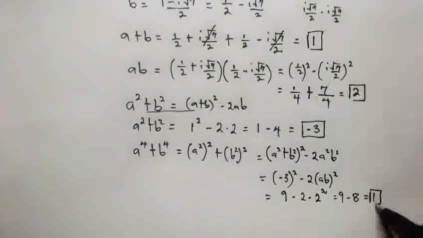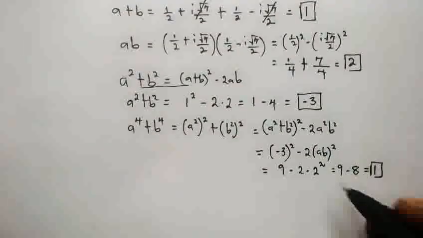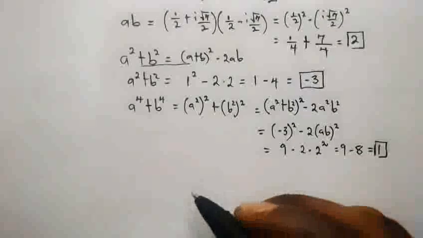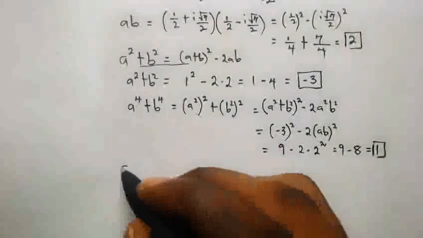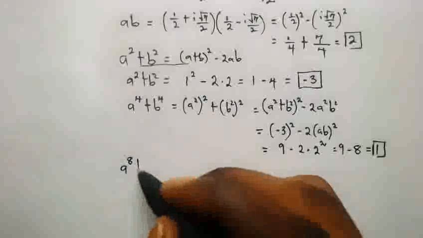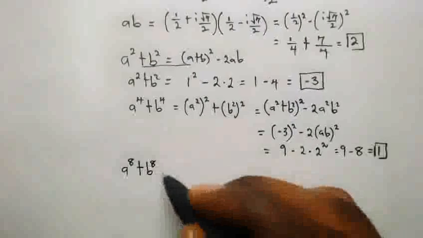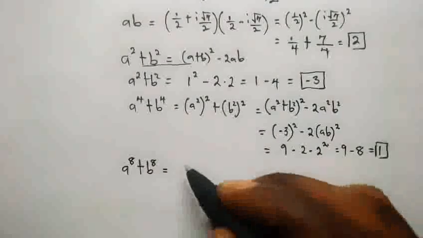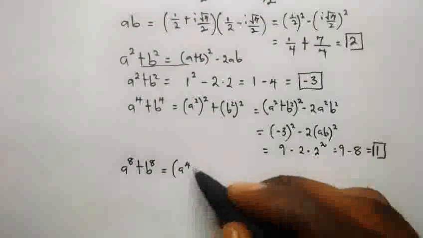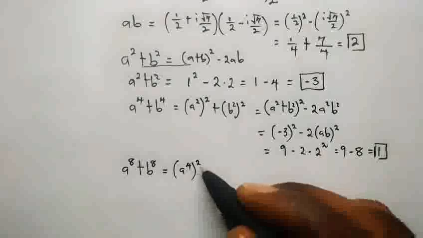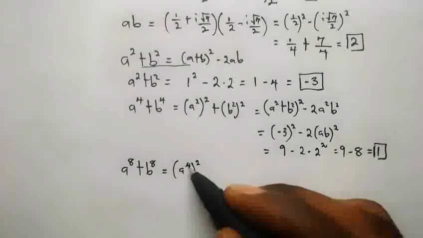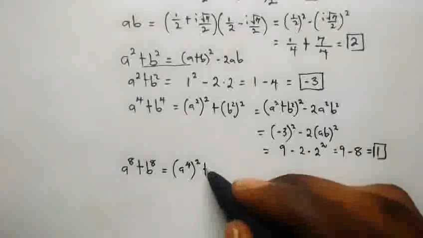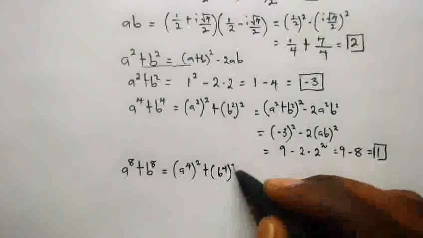So we have 9 minus 8, and this is equal to 1. Cool. Now let us go ahead and find the power of 8. Here we have A^8 + B^8, which is just exactly what we are asked to evaluate. This is going to be (A^4)². You know this law: 4 times 2 will give us this 8. So here we have plus (B^4)².